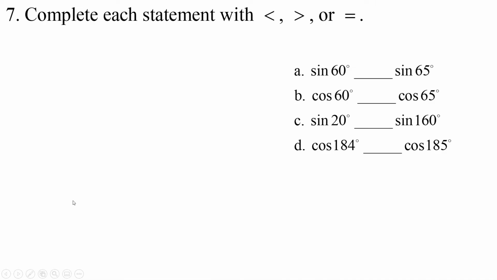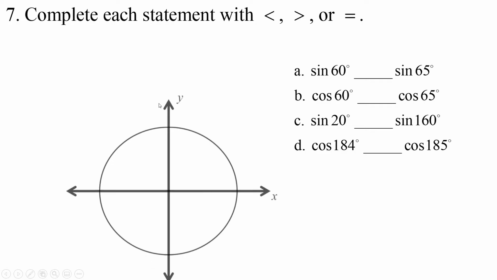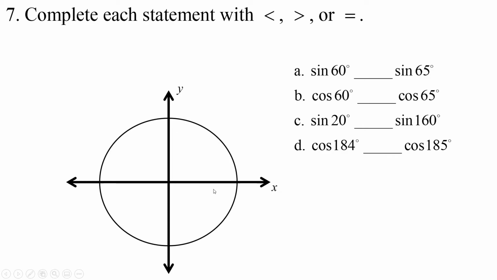All right, number 7. Complete each statement with less than, greater than, or equal to. Well, this is going to be fun. And to help you, I would draw a diagram so you can visualize these things. So here we go, my typical circle right here. Now, I'm going to estimate a 60-degree angle, so a terminal ray at 60 degrees. All right, and this won't be perfect.